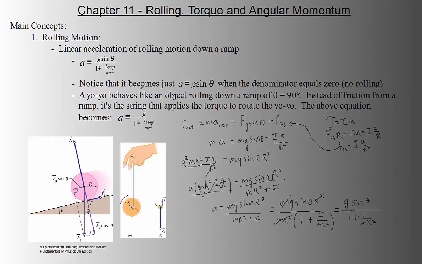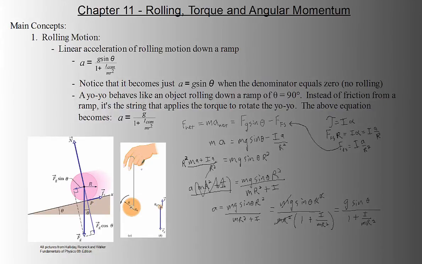Not too shabby, huh? And you can see that if something is not rolling, then there is going to be no I over mr squared, because if it's not rolling, then there's no radius from the pivot. This is not defined for something that's not rotating. So this becomes 0, and then this becomes a equals g sine theta, and we have something just moving down a ramp translationally, or in other words, sliding down a ramp.